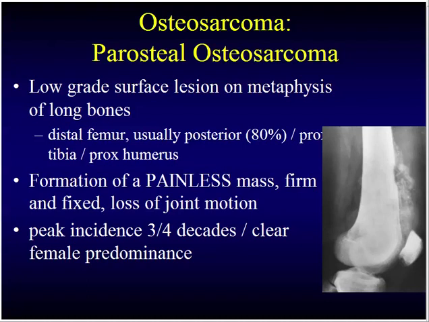Now, here's a subtype, parosteal. This is something that shows up fairly frequently, probably every second or third year on your test, the parosteal, P-A-R-O, osteosarcomas. This is a lower-grade surface lesion, typically on the metaphysis of long bones. It's usually the distal femur, but it can be proximal tibia or proximal humerus. And it's a painless mass, firm and fixed. You may get loss of joint motion because of the mass effect.